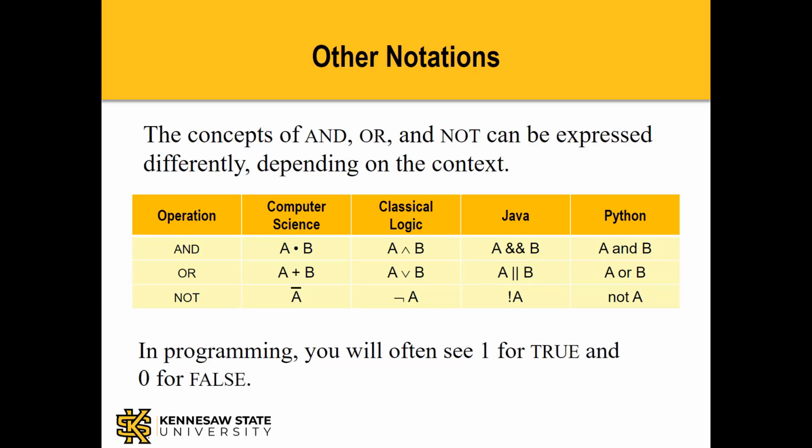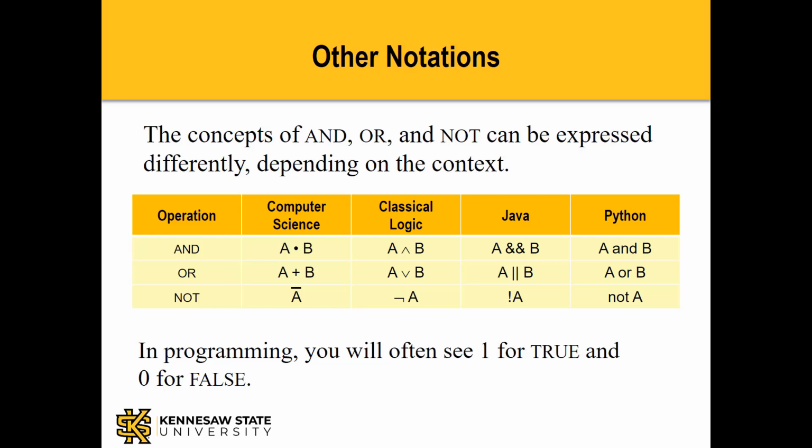Now, I have to confuse things by telling you that and, or, and not are concepts, and the notation is different depending on the context, that is, on how these concepts are used. The notation that we've used here is the notation of computer science, with the center dot meaning and, the plus sign meaning or, and the overbar meaning not. In classical logic, we use an upward pointing symbol to mean and. You remember that because it looks like the A in and. Invert the symbol to mean or, and we use a hook to mean not.